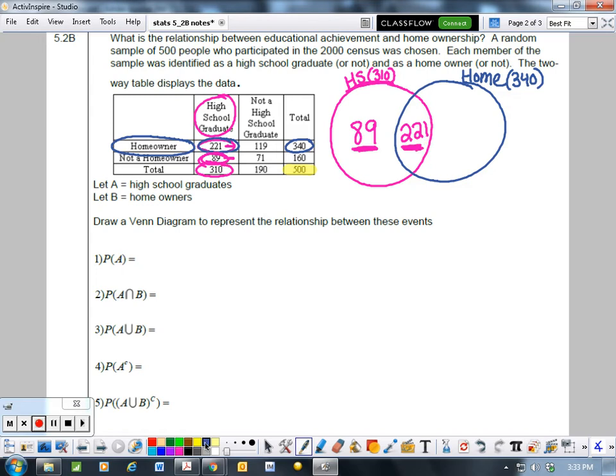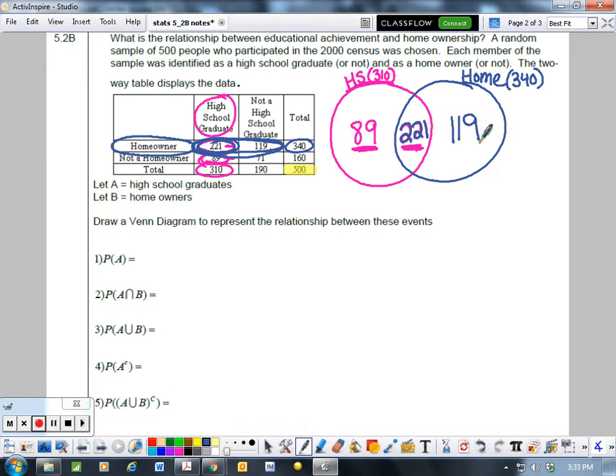And then when I look at my blue numbers, so now I'm looking at my 340, these are my homeowners. So now I've got the 221 that's in my pink area. So this is also 221 that are both pink and blue. And then I have 119 that are not high school graduates.